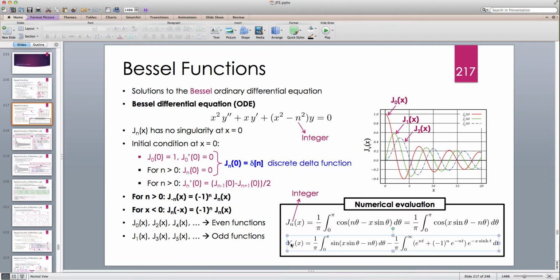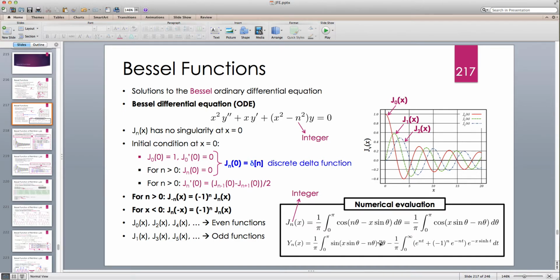All right, so Yn is similar to Jn. It does have a proper integral, 1 over pi, 0 to pi, sine of x sine theta minus n theta d theta. So what Jn was cosine, Yn is sine. But we have to somehow include that singularity, right? We said that at x equals 0, Yn has a singularity, so it should go to minus infinity.